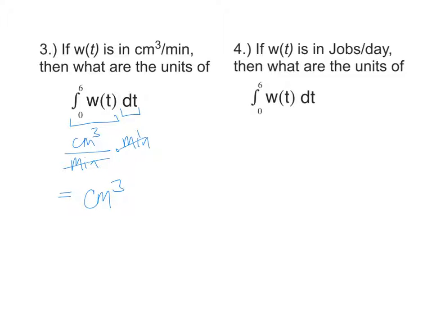And let's say w of t is a work function, then the integral of w of t dt, this part, would be measured in jobs per day. And the time is measured in days. So when we take the integral of the rate, jobs per day, we'll be left with just jobs. Okay? That's the first thing.